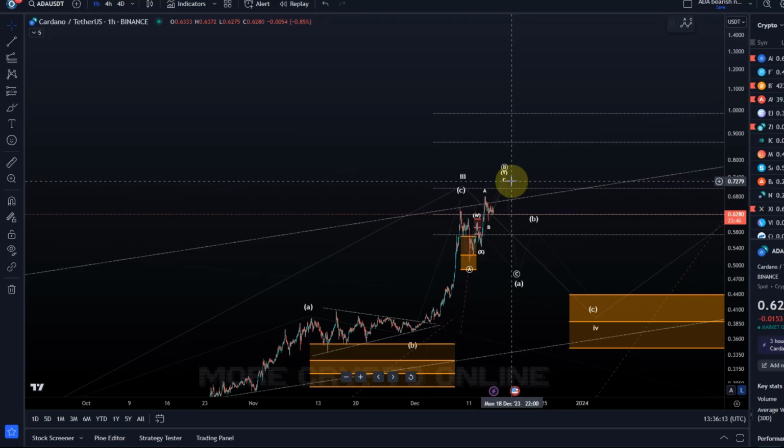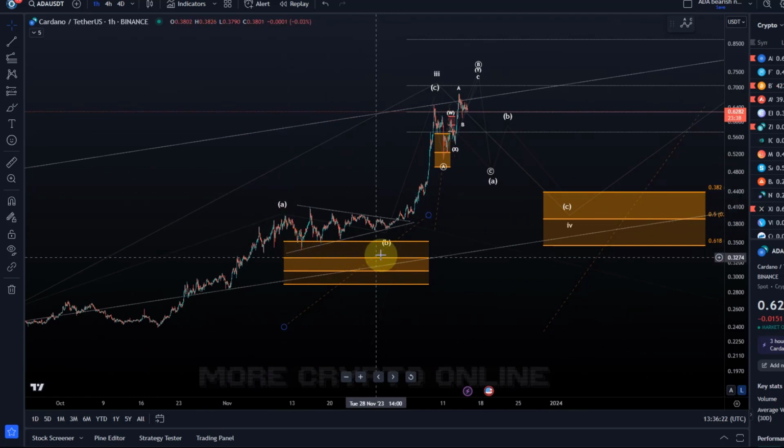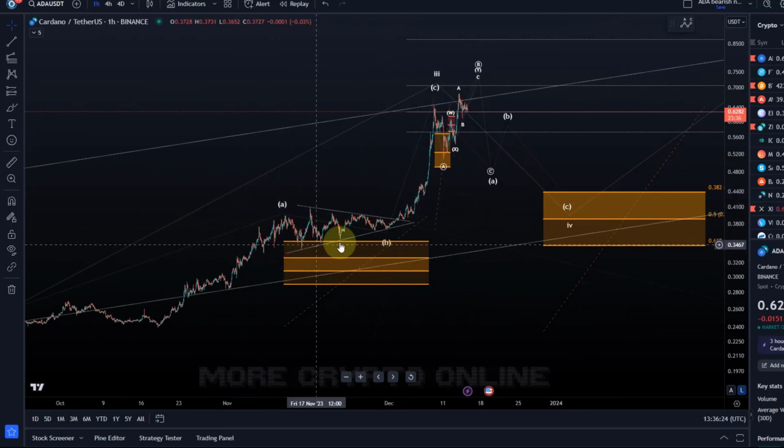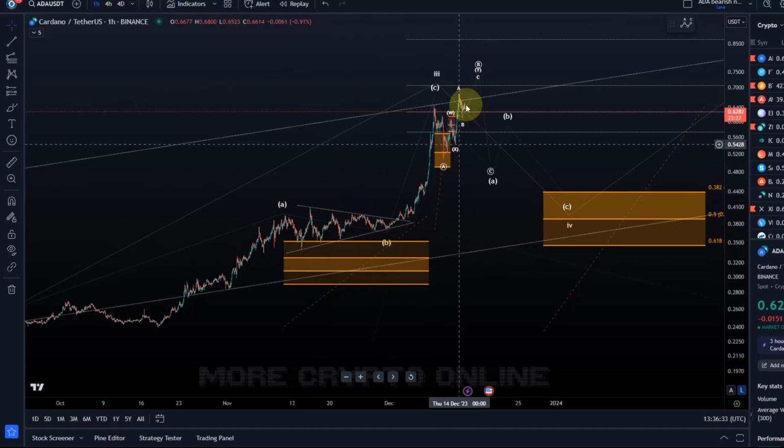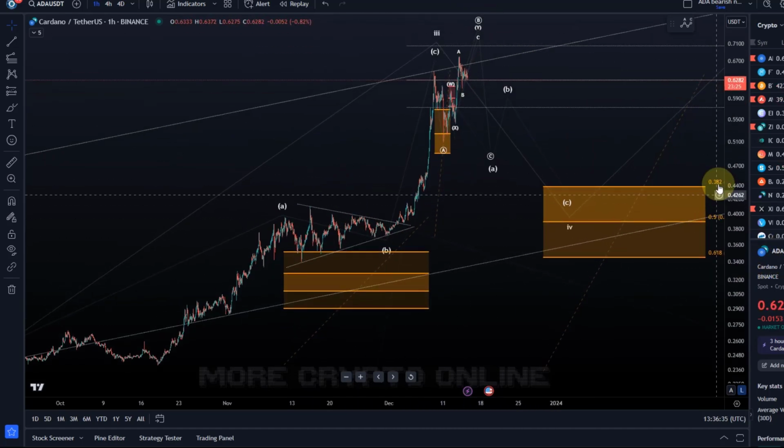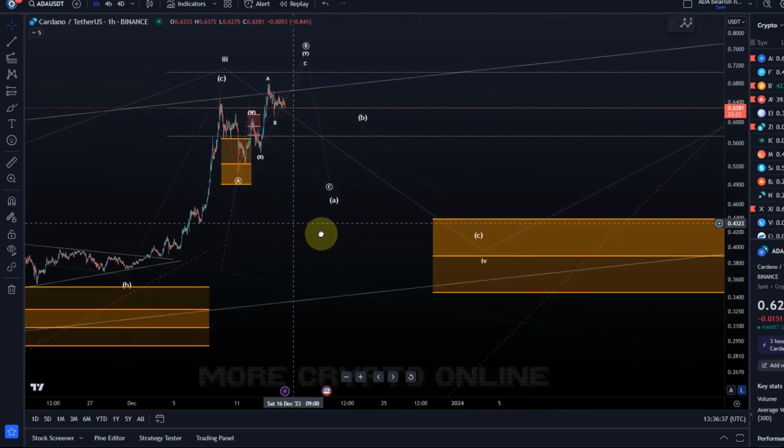But the wave count is technically full, so it doesn't need to go any higher. We can always extend the 3rd wave because there is a bit of uncertainty here, this kind of triangle. Now I could choose to count that as a triangle, as I did, as a B wave, or I can count it as a series of 1-2 setups, and then it could go a little higher.